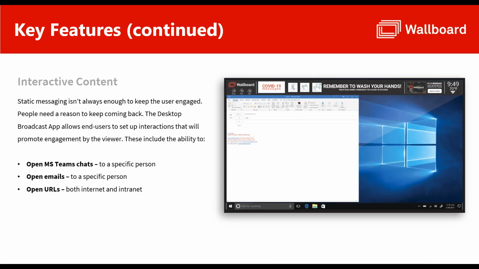You can even interact with the content on screen by setting up interactivity in the content. You can open MS Teams to a specific person via one touch. You can open a new email to a specific person via one touch. You can open up a URL to either an internet or intranet page, open company social media pages like Facebook or Twitter, and you can jump to specific content areas if you need to. As an example, you may wish to quickly check HR or IT related information.